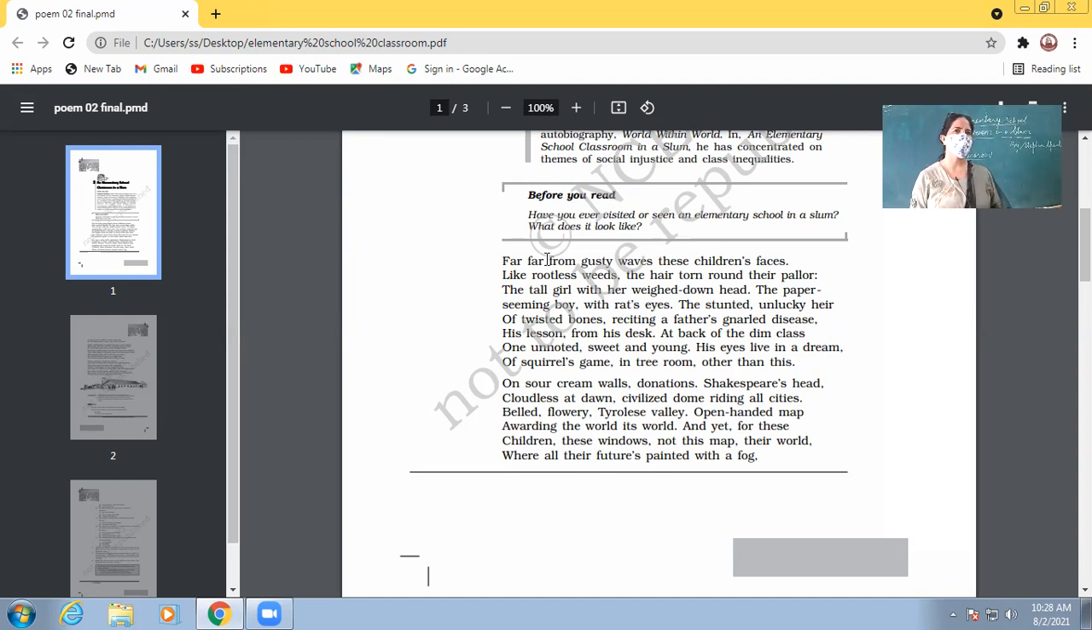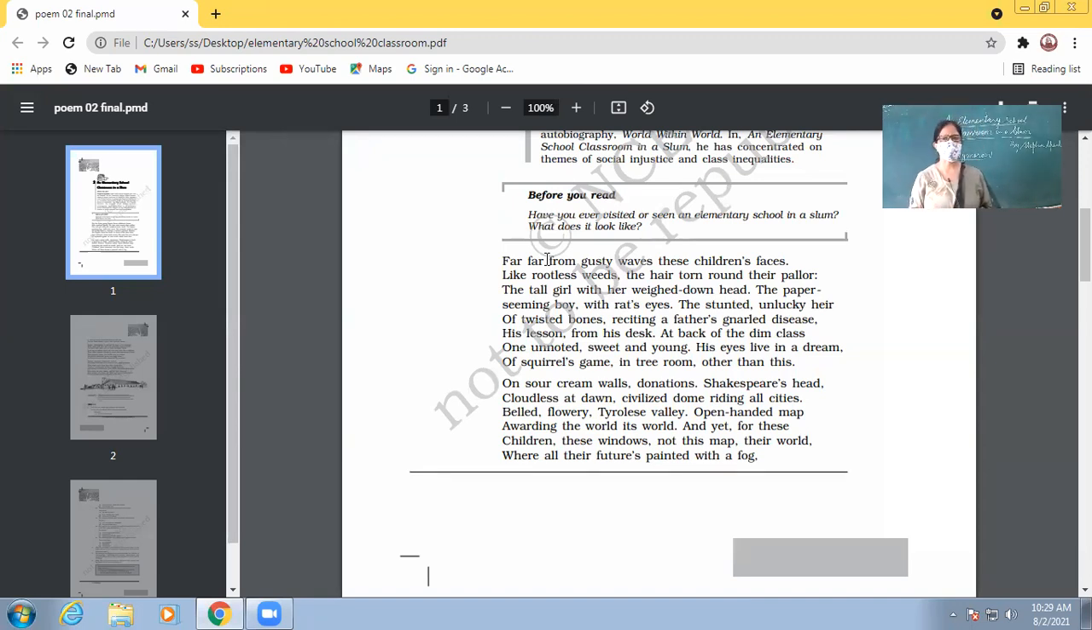But here the girl has become overaged, above age, and she is there in the elementary school. So will an overaged child be comfortable with small children? She is not that comfortable. So there is a tall girl with her weighed down head. She has her head bent down, maybe because of embarrassment or maybe because of the responsibilities of life. This tall girl might have many responsibilities at home. Then she might be coming over here with embarrassment for being so overaged in that class where the children of small age are there.